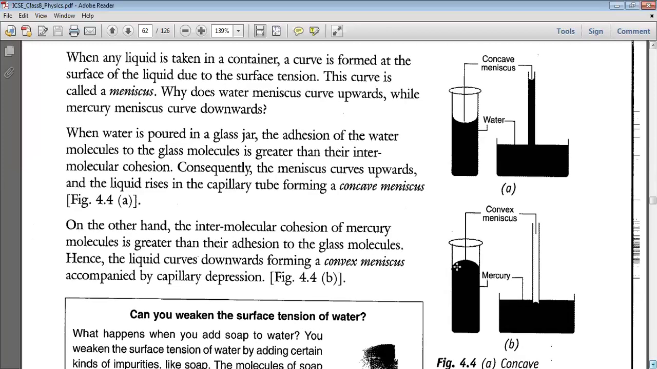In case of mercury, the force of adhesion is small, but the force of cohesion is much greater. So because force of adhesion is less, at this point the level of the mercury dips at the glass mercury interface. But at the middle, since the cohesive force of mercury is greater, the shape of the mercury is bulging out over there. So it is called a convex meniscus. Okay.